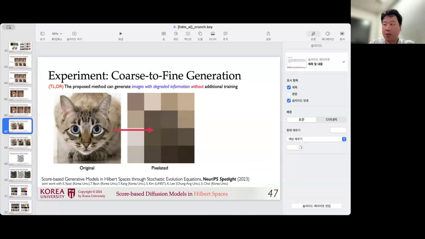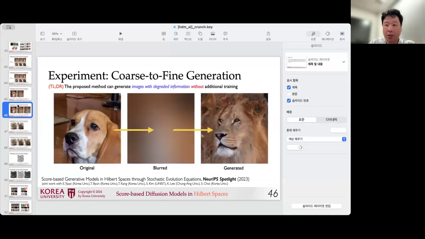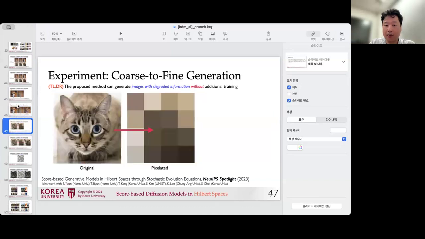And of course, we can still use the finite-dimensional UNet for the image generation task. In our experiment for image generation, we actually used the UNet. But if you want to apply the neural operator for the super resolution task, or if you want to do resolution-free generation, you can also use the neural operator for training the score model.